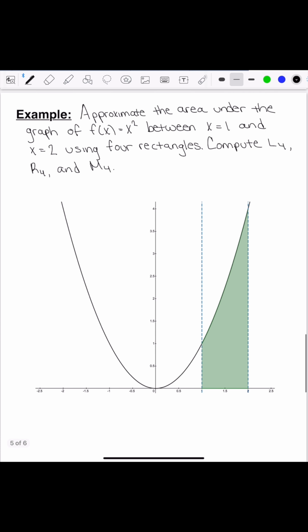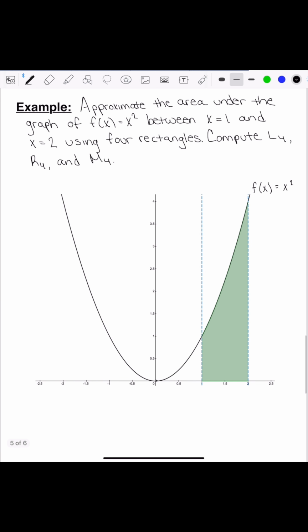The example says, approximate the area under the graph of f of x equals x squared between x equals 1 and x equals 2 using 4 rectangles. We're going to want to compute L4, R4, and M4. The graph here is of f of x equals x squared. Remember, that's a parabola at 0. And we want to calculate the area between 1 and 2.